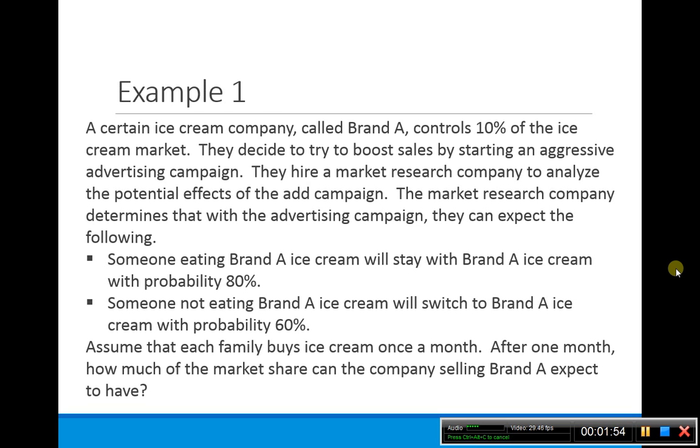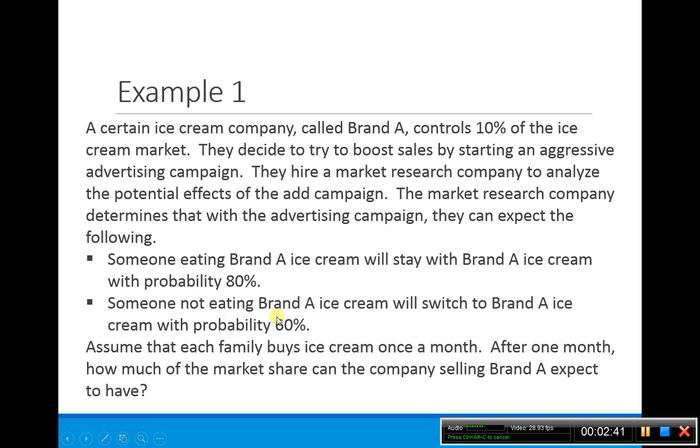Okay, so here's our example. You have a certain ice cream company, we're just going to call it brand A, that controls 10% of the ice cream market, and they want to boost their sales, and so they start this aggressive advertising campaign. They hire a market research company to analyze the potential effects of introducing this ad campaign and how it is going to affect them after a couple months of advertising. The market research company determines that if they go with this advertising campaign, they can expect the following. This is where your probabilities come into play. Someone eating brand A ice cream is going to stay with brand A ice cream with a probability of 80% once you start this advertising campaign.